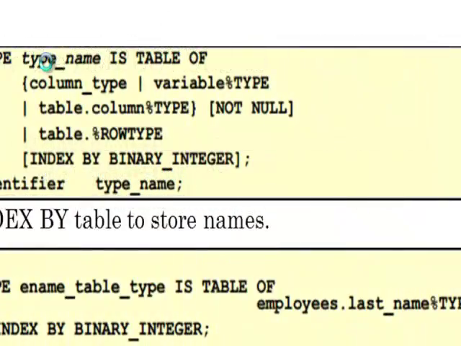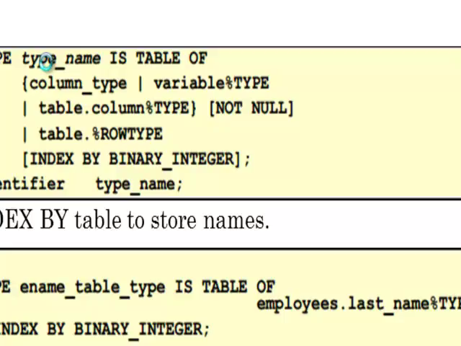Index by table. Index by tables are composed of two components. The first is a primary key of data type BINARY_INTEGER. The second is a column of scalar or record data type. Index by tables can increase in size dynamically because they are unconstrained. This is the syntax for index by table.